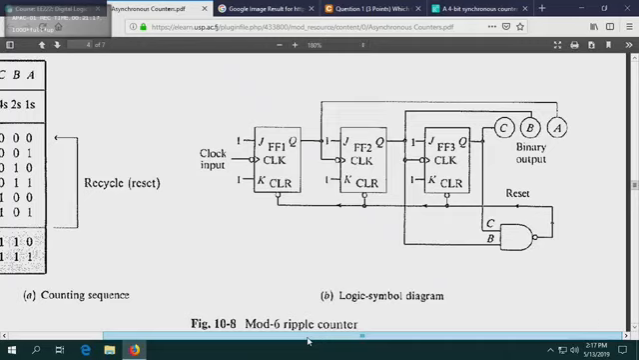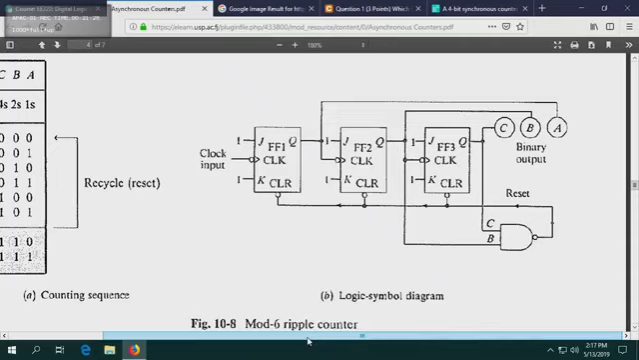Because 2 flip-flops, 0, 0 goes till 1, 1. If you're using 3 flip-flops, it will go from 0 to 7. 4 flip-flops from 0 to 15. 5 flip-flops 0 to 31. Fair enough? You guys get the picture now.